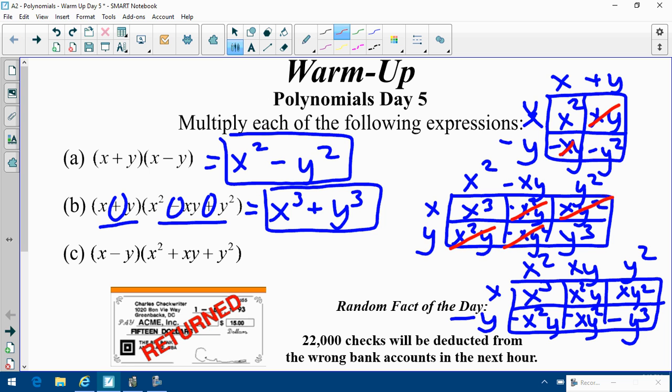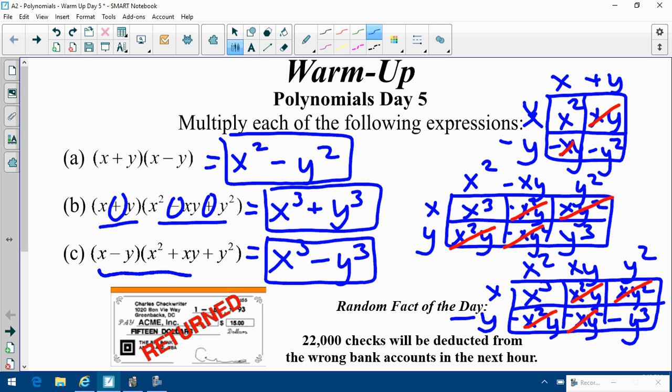So again, we want to combine like terms. X squared y, negative x squared y. Xy squared, negative xy squared. And the only thing I'm left with is x cubed minus y cubed. And again, it should be no crazy surprise that that is the difference of cubes, and that's another way we factored. Okay, so we're going to use these in the notes in a second.